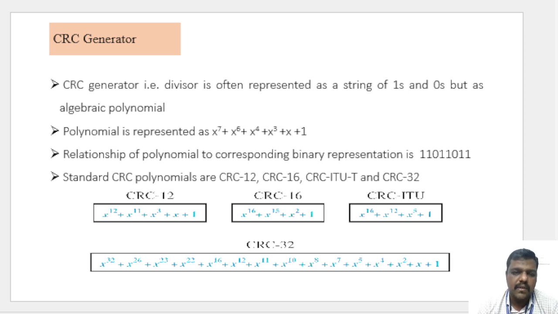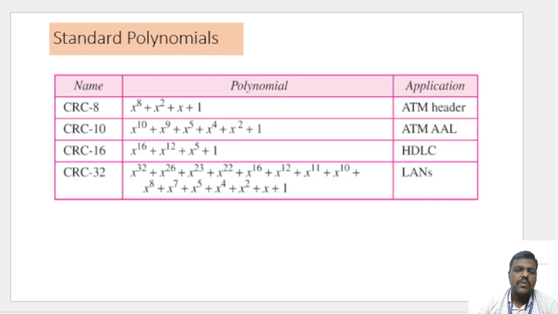The standard CRC polynomials used for CRC are CRC 12, CRC 16 bit, CRC ITU-T, and at the most we use CRC 32 bits, which you might have seen in most places, right? Normally we use CRC 32 bits of data. So these are the standard polynomials which are used.